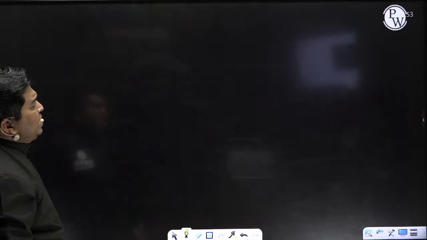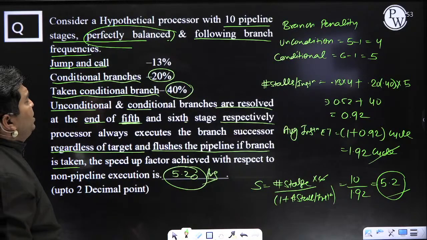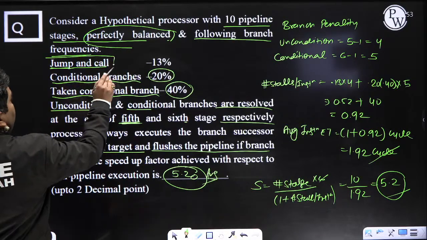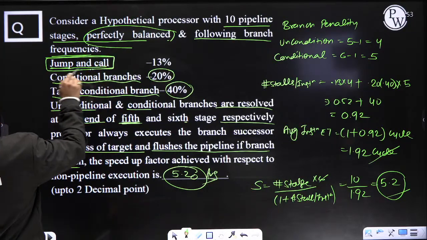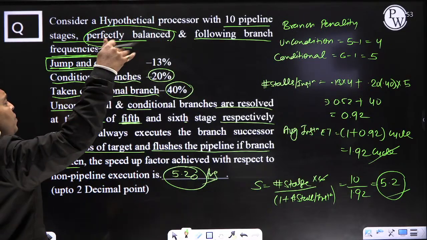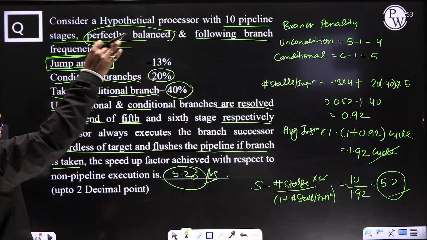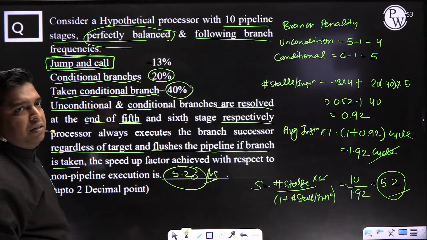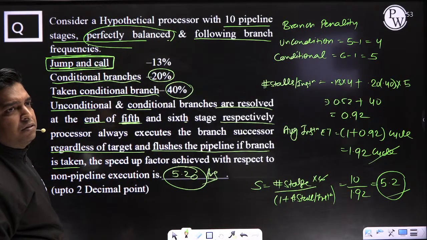Unconditional, Gaurav, we have already taken unconditional. This is only unconditional, 13%. 13% are unconditional, 20% are conditional, and the remaining are the normal instructions. Normal means normal instructions. Clear?